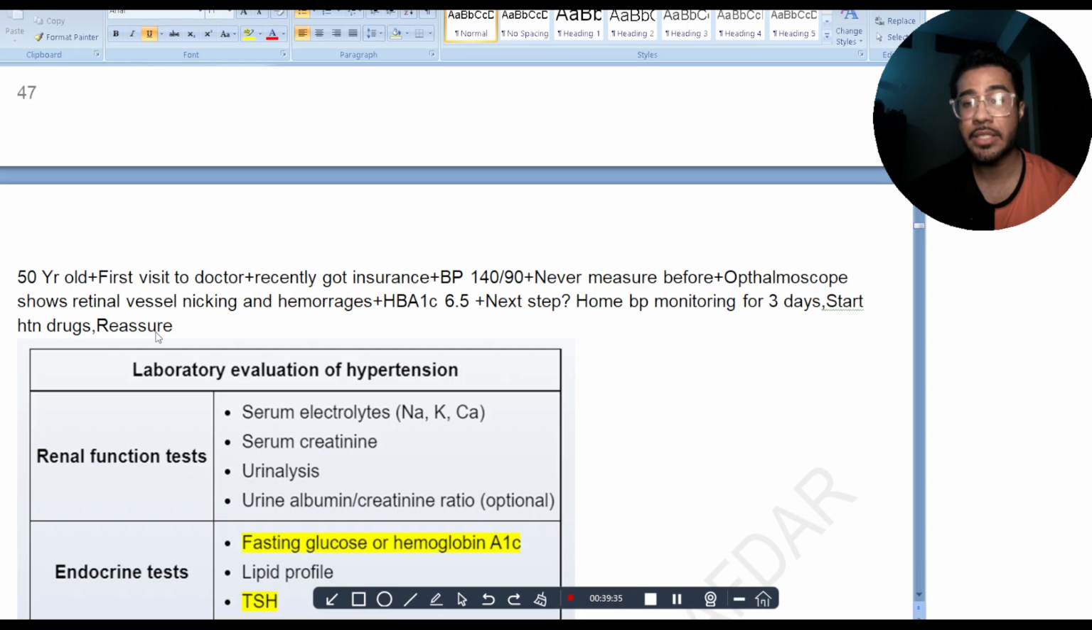So as I told you guys, you cannot always rely on one reading, but in this case there is evidence of end organ damage, that is hypertensive retinopathy. So you don't need to go and confirm by three or more readings and take 3 or more weeks for the patient to start the meds. If there is evidence of end organ damage as a result of blood pressure, then you start the meds. So that is why I kept this question here.